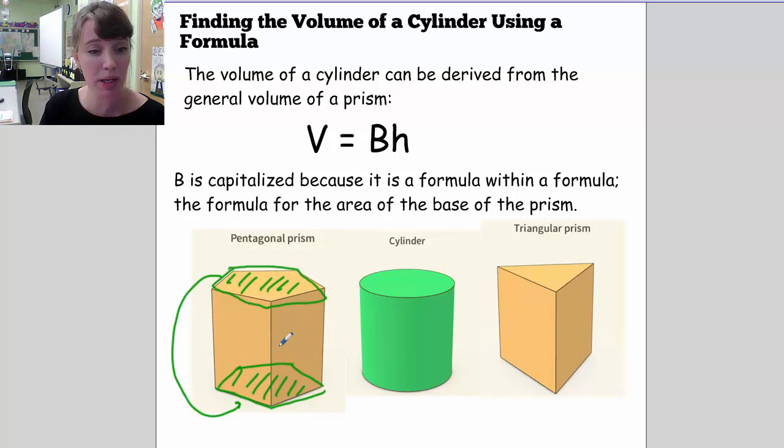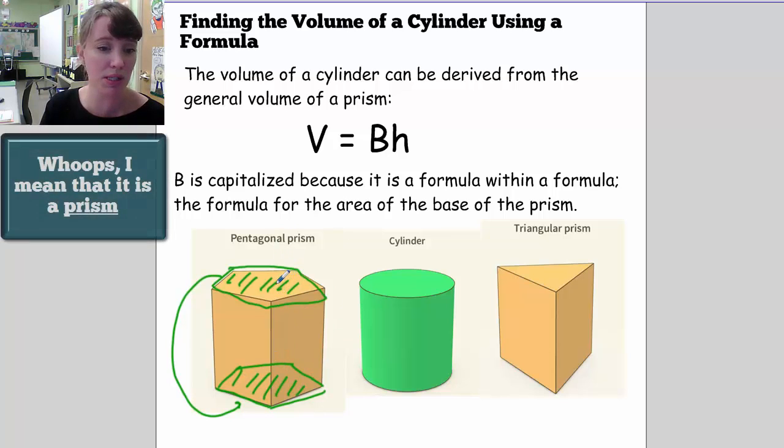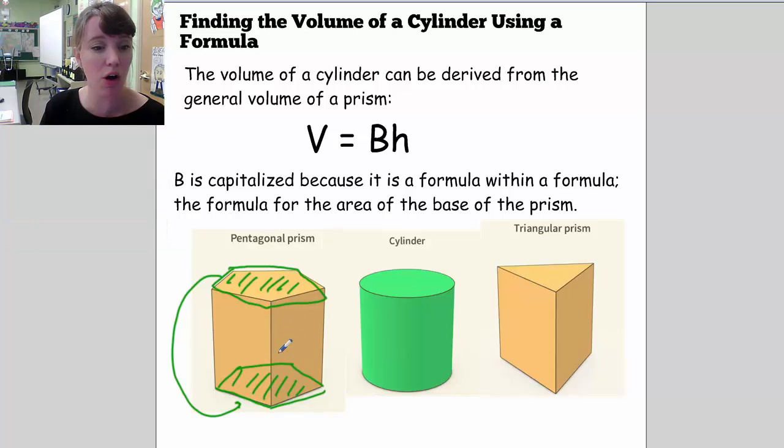This is a prism because the same polygon makes up the base, and the sides between the bases are all rectangles. This is called a triangular prism because we have triangles as the base, so the bottom here would look like this, and you have rectangles between the polygon bases.